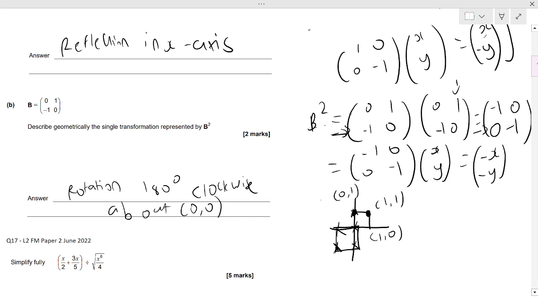I said earlier there was another one. You might think it might be reflection in the line y is minus x here, because this point here goes to here, and that is the reflection. Same with this point here. This point here goes to this point here. This point here will also go to here. But you can rule it out. I'm pretty sure you can rule it out.